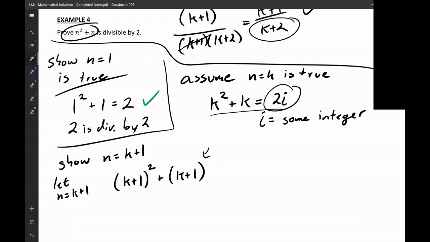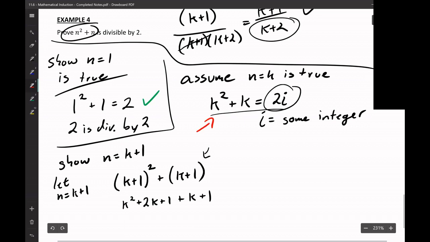Now we want to show that this is divisible by 2. It looks very tricky. It looks like we won't be able to do it, but you can go through and see what happens. So let's expand this a little bit. This becomes k squared plus 2k plus 1 plus k plus 1. Then you have to be really, really careful. You have to remember, what did we assume was true? Our given is up here. This is given in this proof down here.